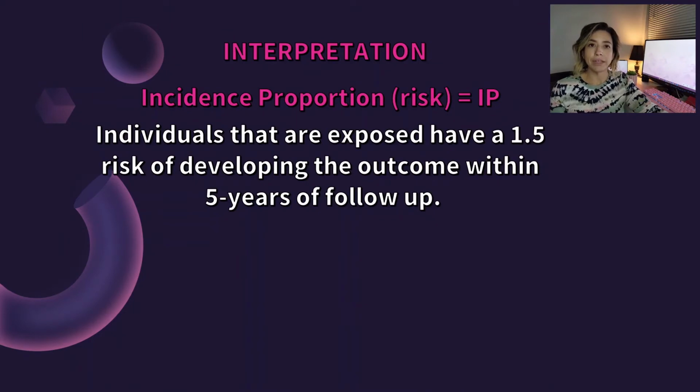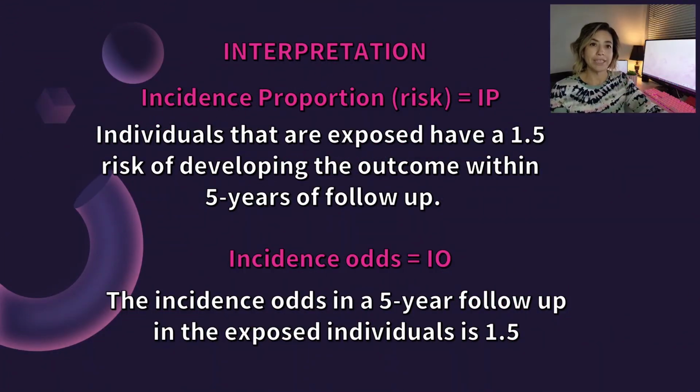When we look at incidence proportion and its interpretation, we have to remember the incidence proportion is interchangeable with risk. So the interpretation of the incidence proportion would be our risk, and we can read it as such. Individuals that are exposed have 1.5 risk of developing the outcome within 5 years of follow-up. When we talk about incidence odds, the incidence odds is used a little bit differently, but for the meantime, we're going to talk about the incidence odds for a 5-year risk. It's equal to 1.5.